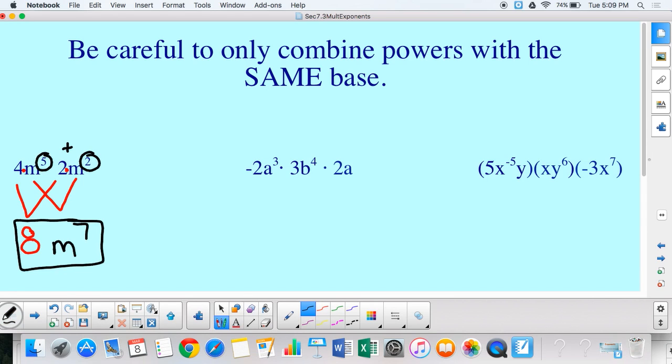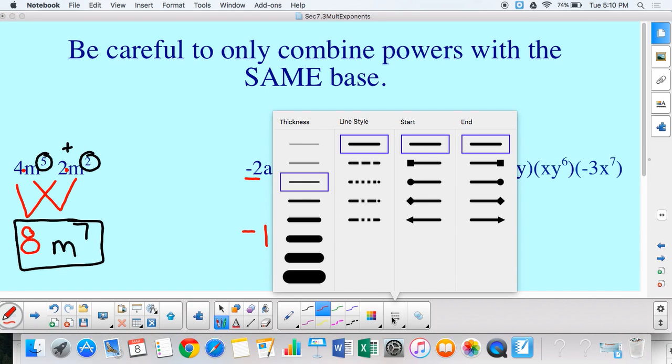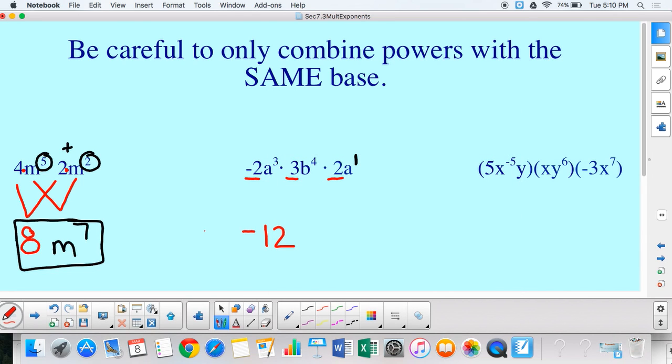Next problem I see, I've got an exponent here of a 1. That's my first step, is to write that missing exponent in there. I'm going to multiply the numbers together first. Then I'm going to take the a values. So a to the 3rd, a to the 1st, gives me a to the 4th. And then last is the b to the 4th.